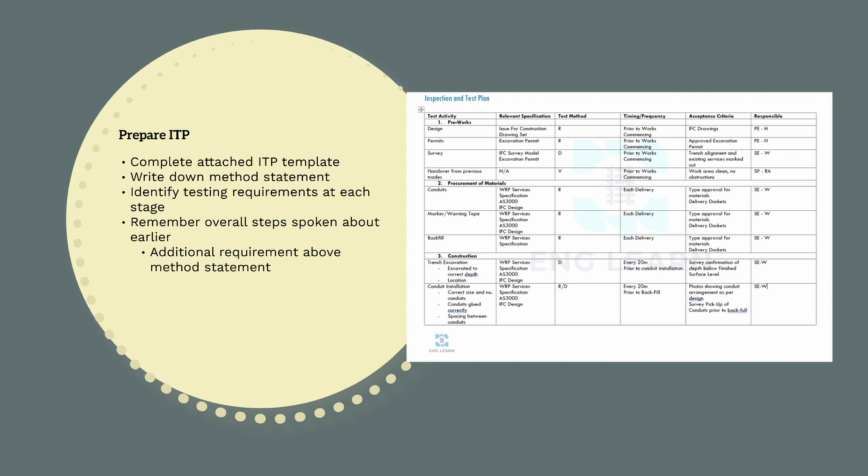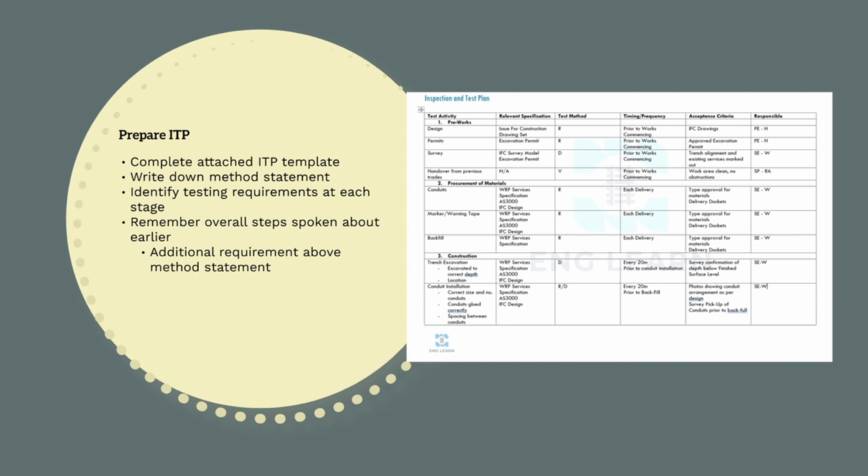For example, to ensure the trench is dug to the correct dimensions and depth, we'll get survey to check the depths prior to conduit installation. To ensure the conduits have been installed correctly, we'll get a photo of the conduit arrangement every 20 meters.